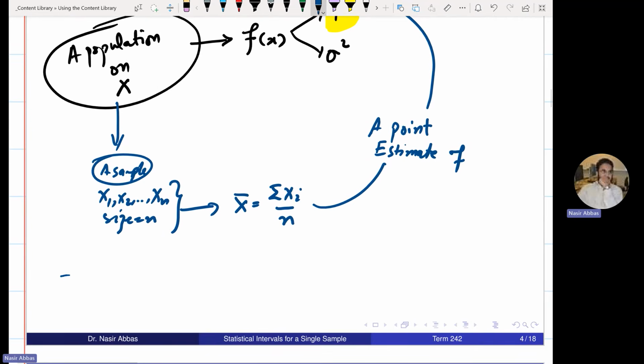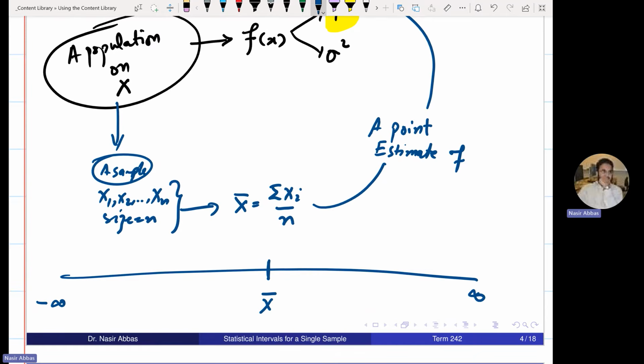Now here is a real line from minus infinity to plus infinity. And suppose here is X bar. Where is mu on this real line? It can be anywhere. Let's say it is here. We don't know. Let's say it is somewhere. How close this X bar will be to mu, we are not giving any idea to the user about that. What is the precision of your estimate? You are not telling the user what is the precision of your estimate. So only giving a point estimate doesn't tell the user the whole story.